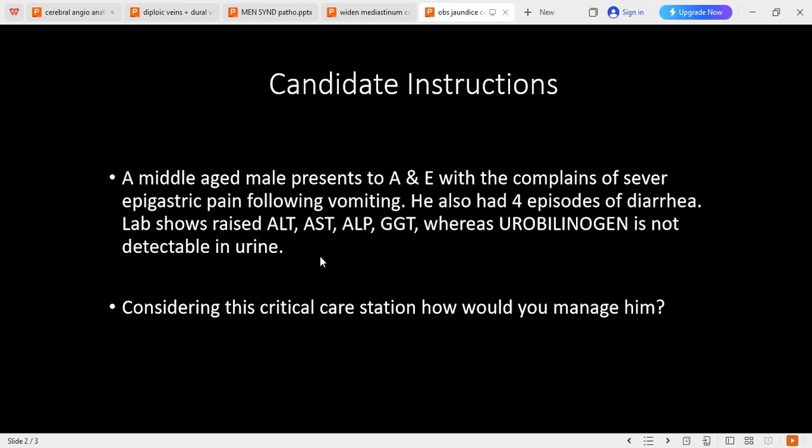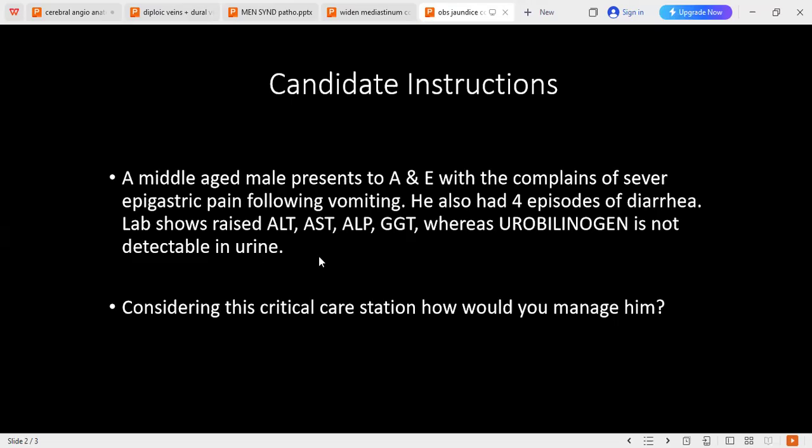Why would you go for ERCP and not MRCP? I think ERCP is both diagnostic and therapeutic. At the same time, we can diagnose, and at the same time, we can retrieve the stone as well. Okay, very good. You can do both.